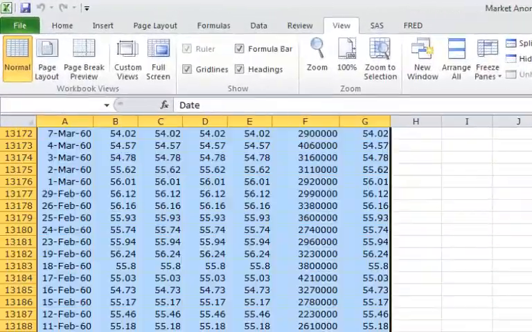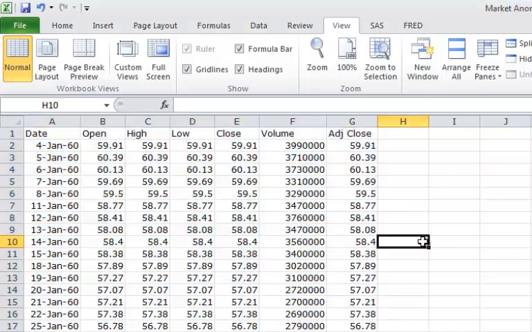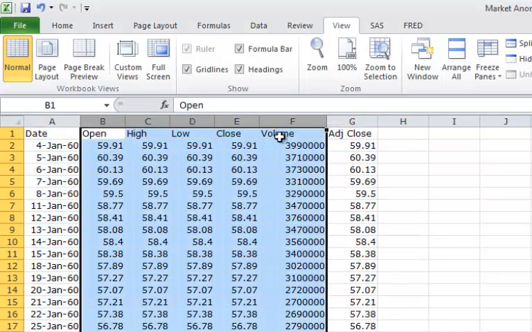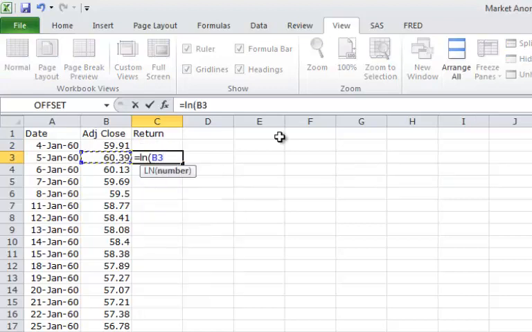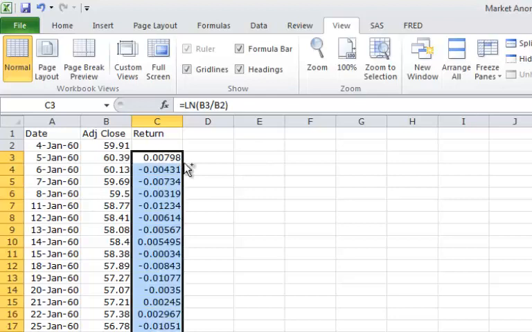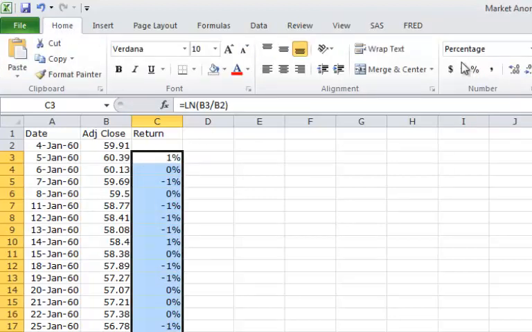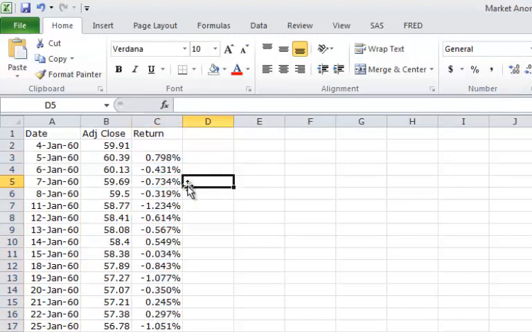So the first thing I'm going to do is sort it, as we've done in previous assignments, based on date from oldest to newest. Don't really need any of that data right there, so I'm going to get rid of it. I'm going to calculate the returns using continuously compounded returns, as we have done in previous assignments. So it's the natural log of the ratio of today's price divided by yesterday's price. Send that all the way down. Turn it into a percent. Now this is daily data, so we expect it to be relatively small, which it is, you can see.